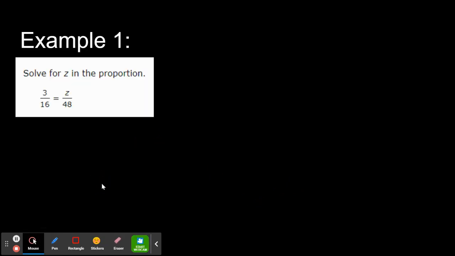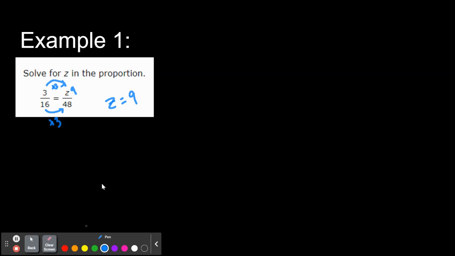So here's another example where we can see a pattern here. 16 times 3 is 48. Okay, 16 times 3 is 48. So we're just going to take 3 times 3 to get 9. Right? So z is equal to 9.